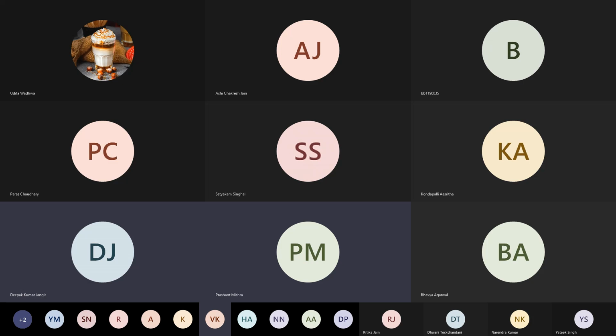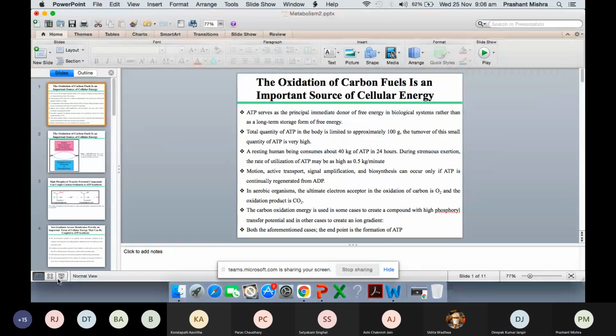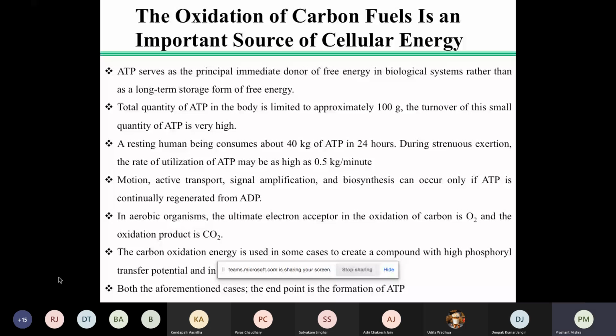Is it visible? If not... Can you see? No, sir. Yes, sir. Okay, just a second. Give me one more second. Okay, tell me if you are able to see. Yes, sir, it is visible now.